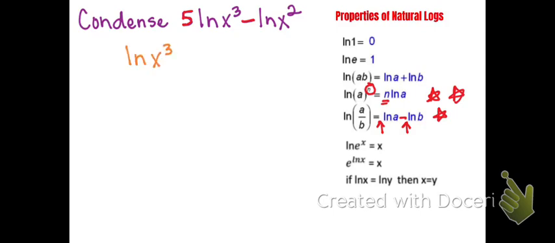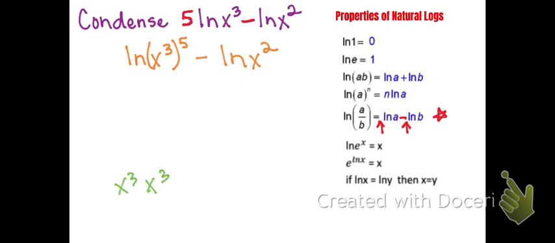This already has an exponent though, but what we are doing is we are taking that x to the third and we are raising that to the fifth power. Now let's simplify this before we move on to that second property. If we have x to the third raised to the fifth power, what is that the same as? If you think of it, it's x to the third multiplied by itself 5 times, and so that is x to the 15th. So this is ln x to the 15th minus ln x to the second.